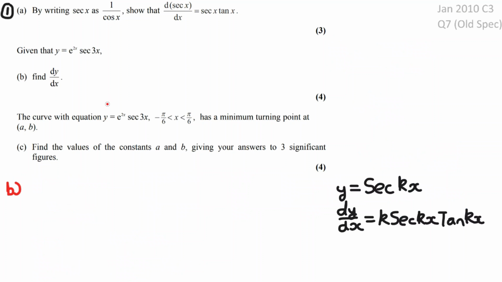So for part B, we're told that if y is equal to e to the power of 2x multiplied by sec 3x, then we need to find dy over dx. So we're going to use the product rule here because we have two functions multiplied together.